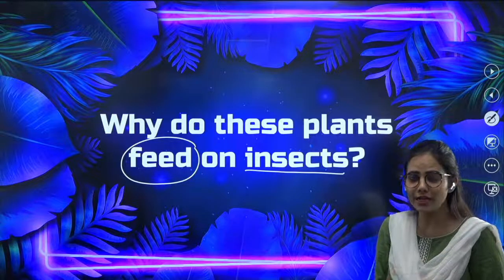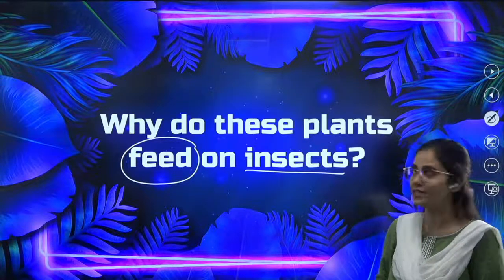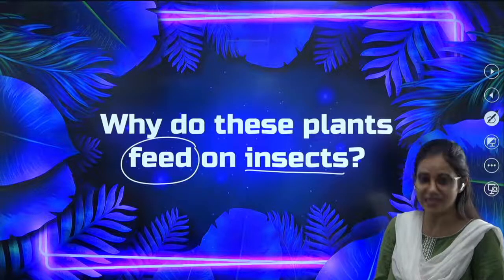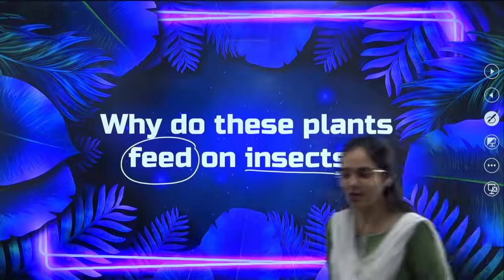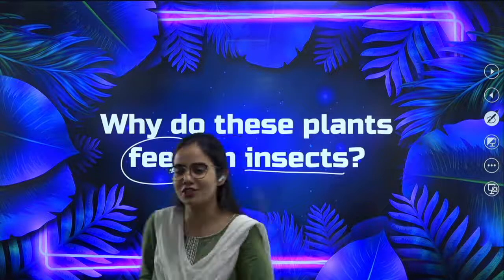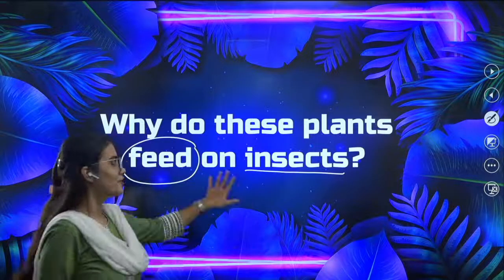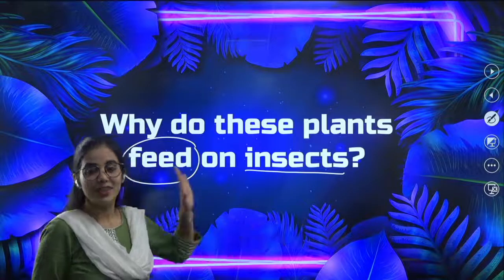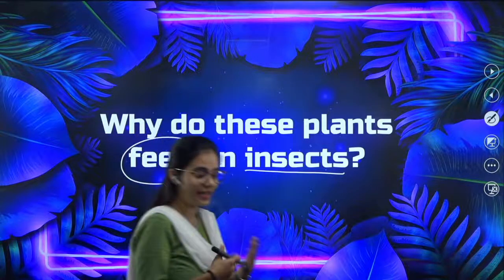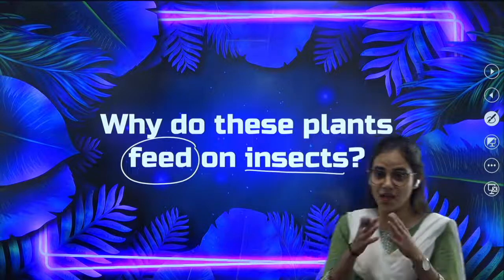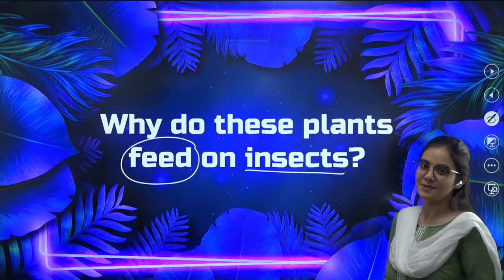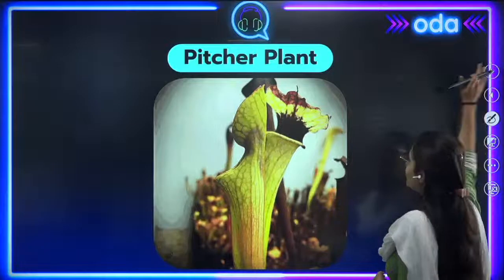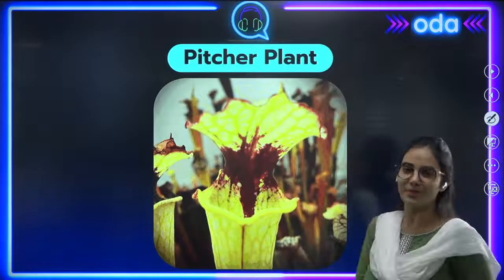Because the soil does not have enough nutrients to support the growth of these insectivorous plants, that is why they selected the alternative. And what's that? Feed on insects. So when they feed on the insects, they get all the essential nutrients which otherwise they would not get. Okay, so now that we know the reason, let's see the first insectivorous plant, which is the pitcher plant.